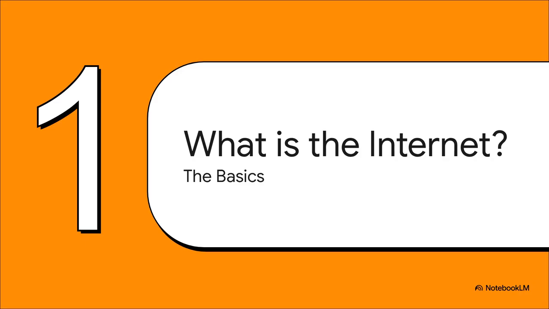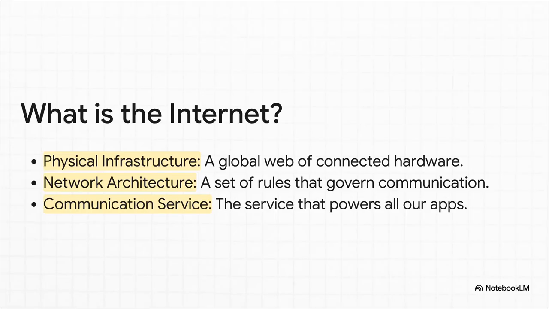Okay, so let's start with that first big question. When we say the internet, we usually think of something kind of abstract, like the cloud, but the reality is much more tangible, much more solid than that. The best way to get your head around it is to think of the internet as 3 things at once. First off, it's a physical infrastructure. We're talking millions of computers, tons of cables, and all those routers.